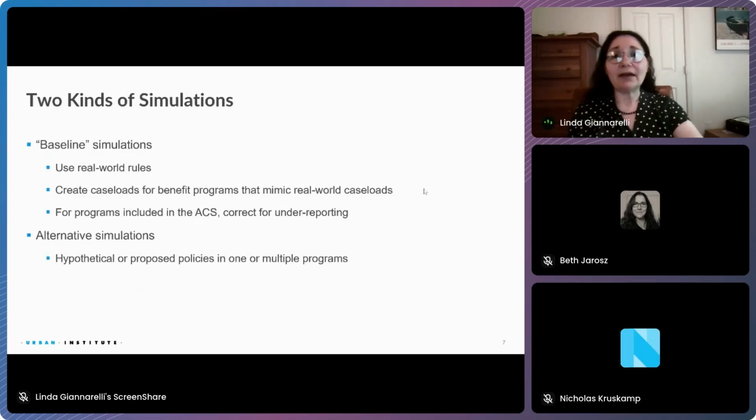Two kinds of simulations we talk about in microsimulation modeling. One is a baseline simulation that uses real world rules for the program. And when we model a particular program at baseline, we're looking at who's eligible for that program, and then we're creating caseloads for that program that mimic the real world caseloads in terms of size and characteristics. For programs that are included in the ACS already, for instance SSI, the simulations are correcting for underreporting. For programs that are not included in the ACS data at all, the simulations are determining eligibility and then completely creating the simulated caseload from within the eligible households. Alternative simulations are just what they sound like, simulating not the real policies, but hypothetical or proposed policies.